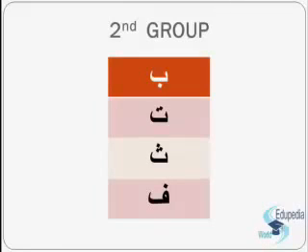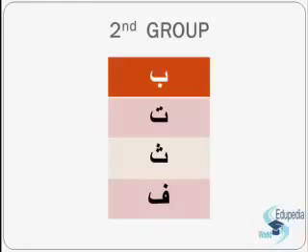Now the second group. In the second group we have B, T, Th, and Fa. The common thing between these letters is the plate shape. Now, how to join any letter in this group to another letter? The answer is, let's find the tail first of all. This is the tail. Then you have to take it off. And here, no need to add a short line because there is already a straight line.